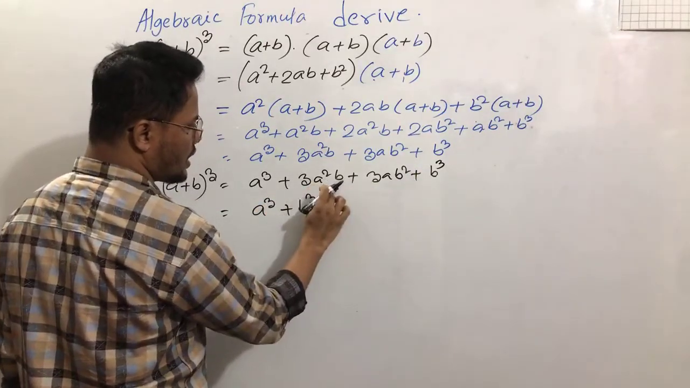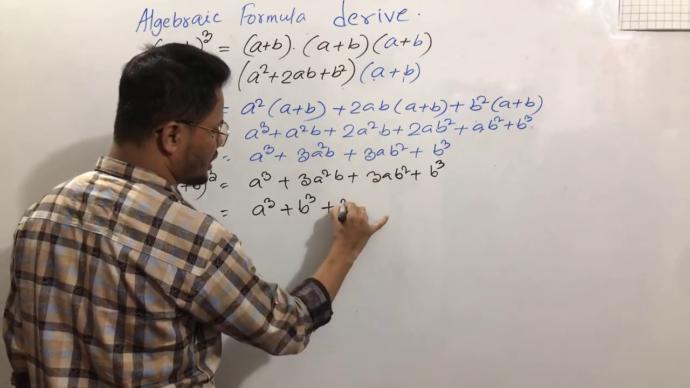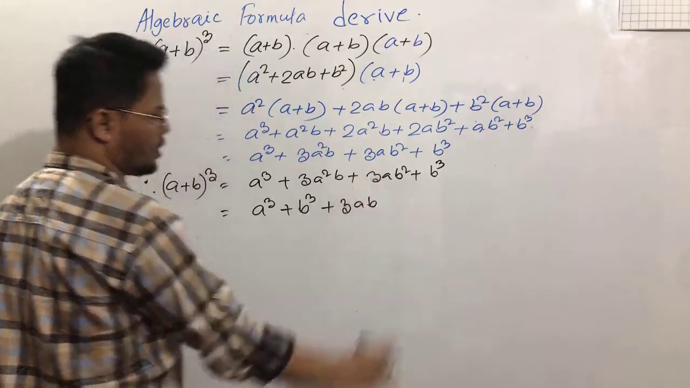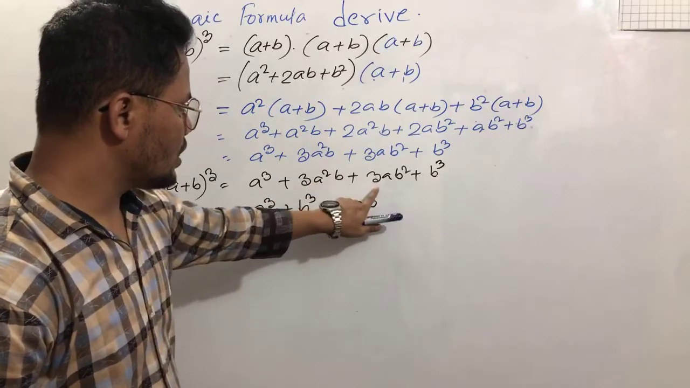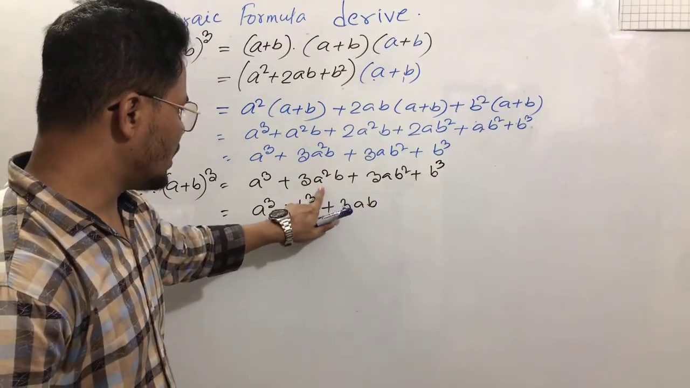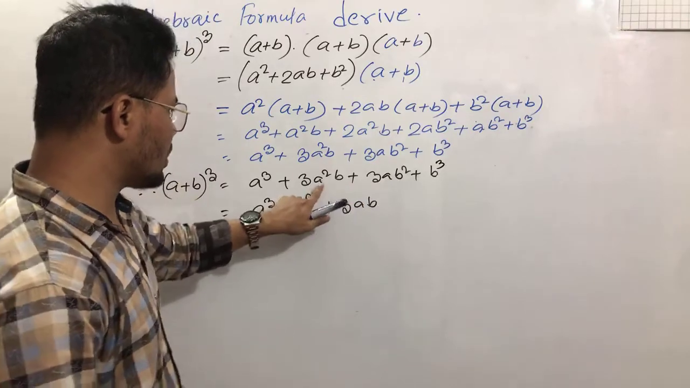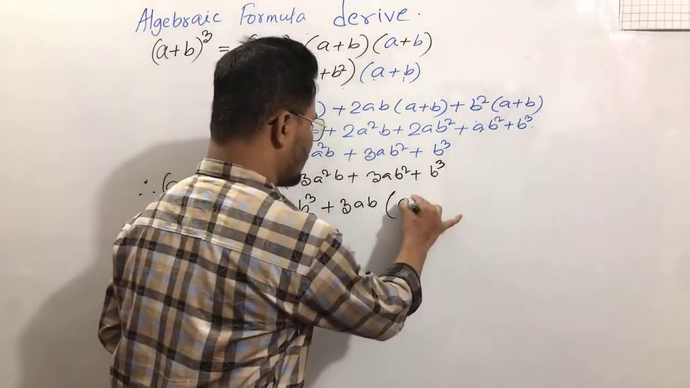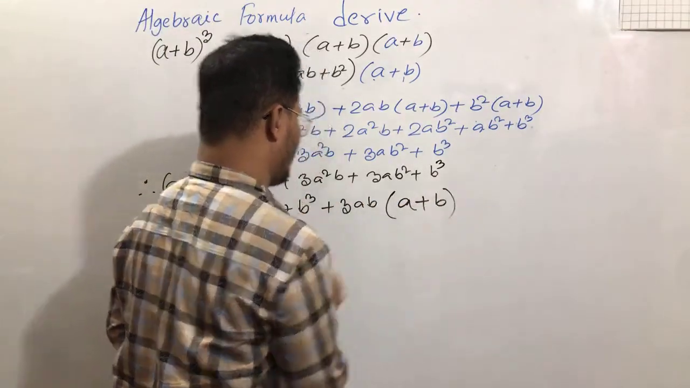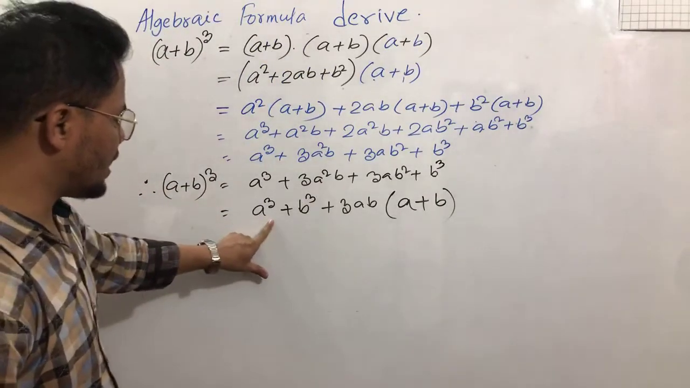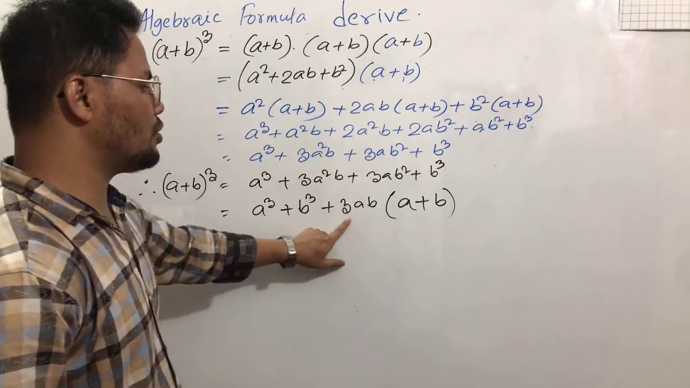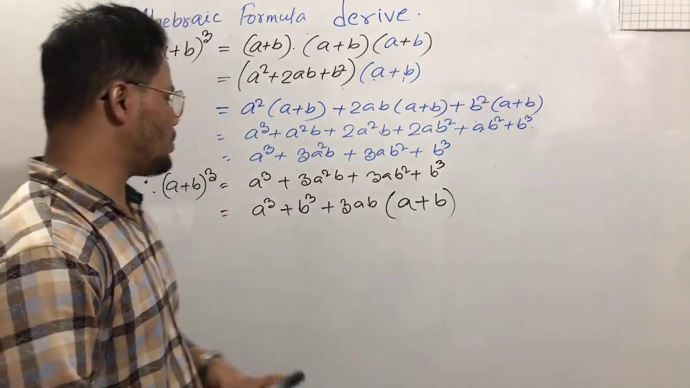Now in 3a²b + 3ab², we can take 3ab common. Because 3 is here, and here also we see 3, and a²b and ab², so we can take 3ab common and the remaining is a + b. Now what we see here: (a + b)³ has another form, a³ + b³ + 3ab(a + b).